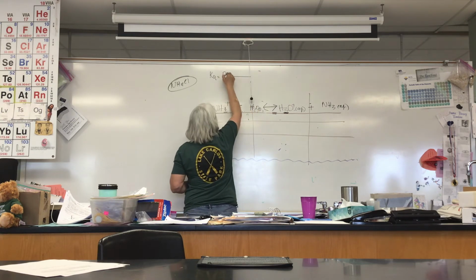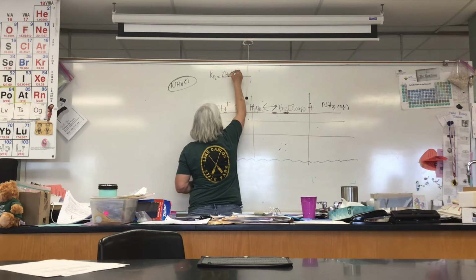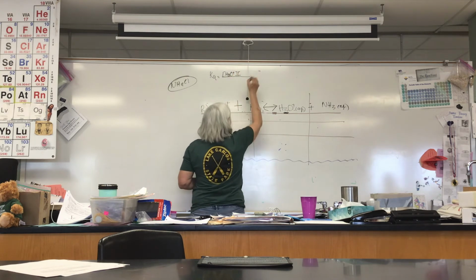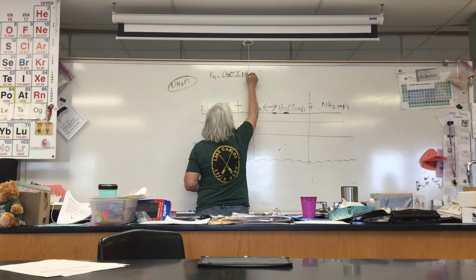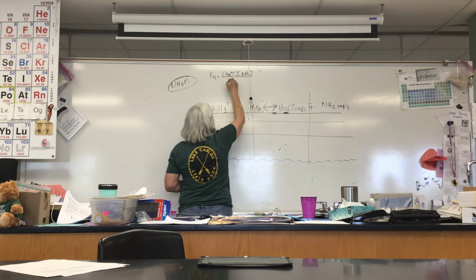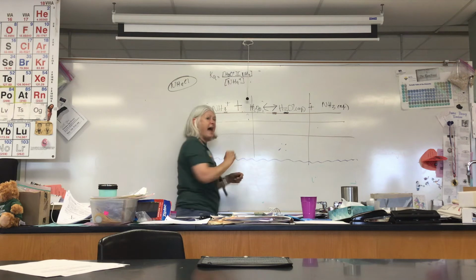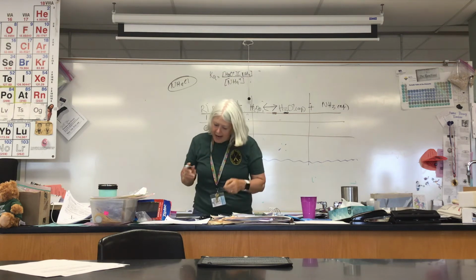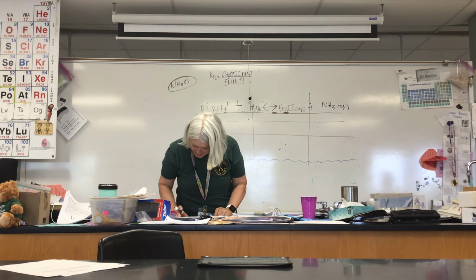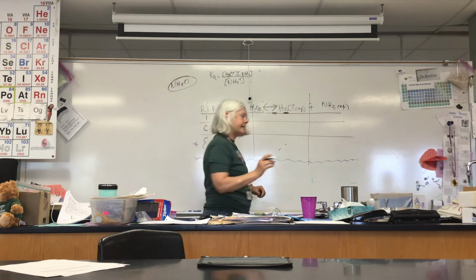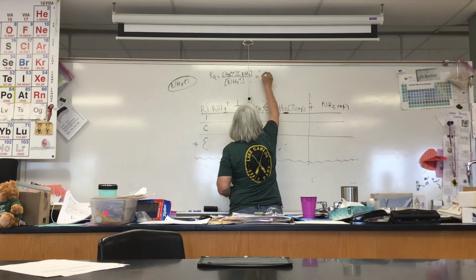Ka is H3O plus times NH3 over NH4 plus. Does everybody agree with that? Yeah. And I'm gonna tell you the magic number you don't have yet. It's 5.6 times 10 to the minus 10.